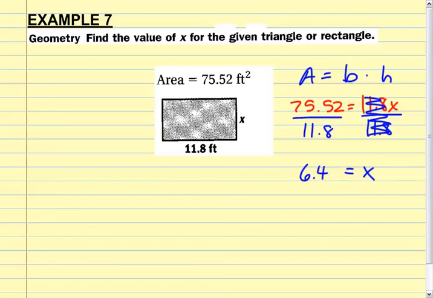But is that my final answer, Gray? No. 6.4 feet. Thank you, sir. I've got to put my units in there. If they give me units, I need to use them. So x is equal to 6.4 feet, and that's what they asked for. All right. Great job, guys. Study hard.